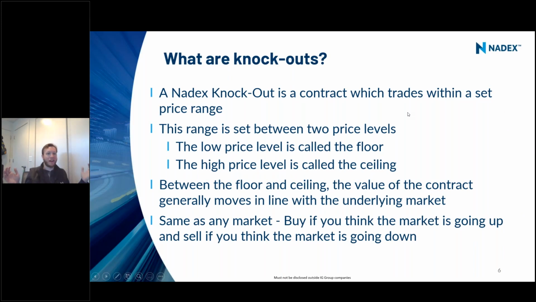So what are knockouts? We'll jump right in. Basically, a knockout contract is going to be a contract that trades within a set price range. There are going to be two barriers on the knockout, an upward and a downward one. The one on top is going to be called the ceiling. The one on bottom is going to be called the floor. Your trade is going to exist between these floor and ceiling levels.